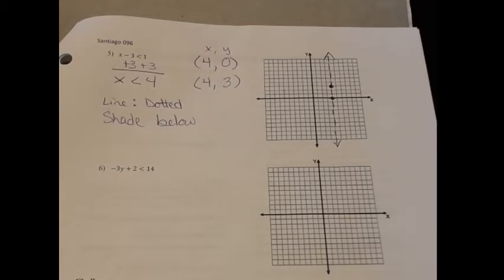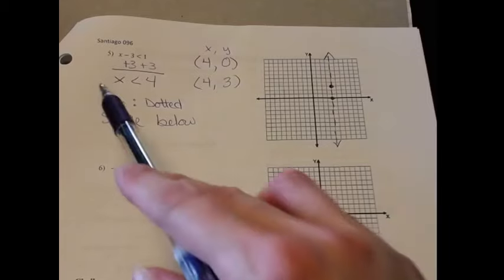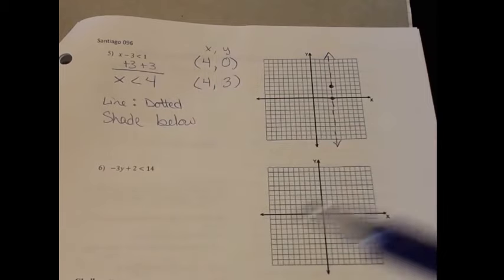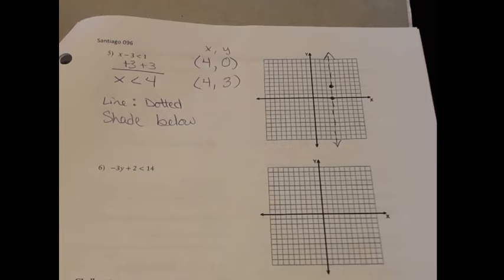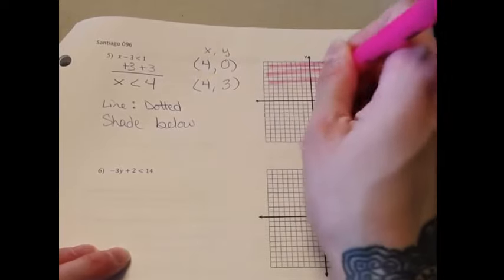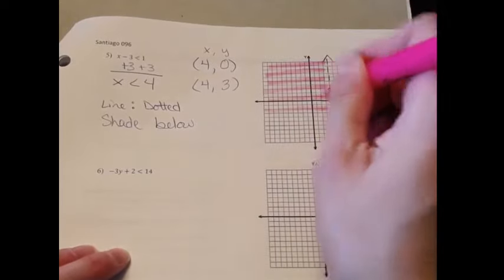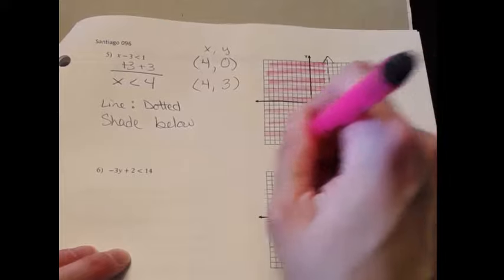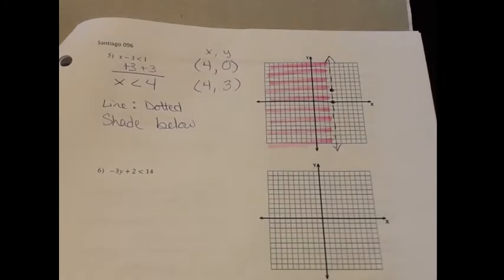Think about this logically. If x is less than 4, wouldn't that be something like 3, 2, 1, 0, -1, -2? You're contributing your answers, Brittany and Christina? Yes. So essentially what that means is we would shade to the left since all those values are less than 4. All those x values are less than 4. Perfect. That was wonderful.